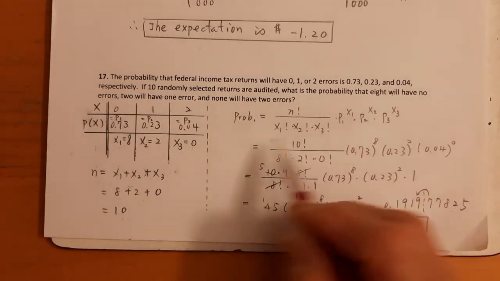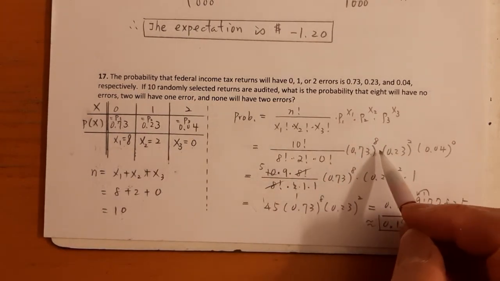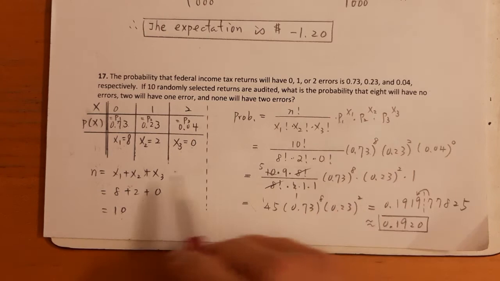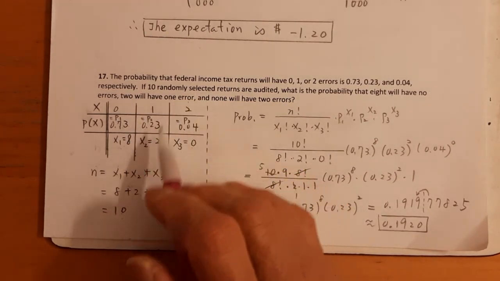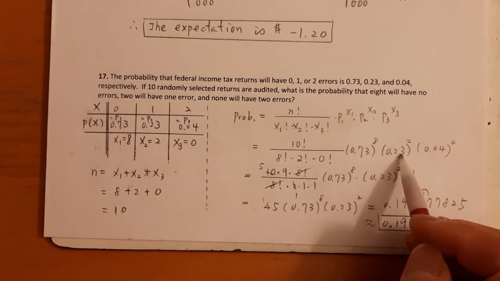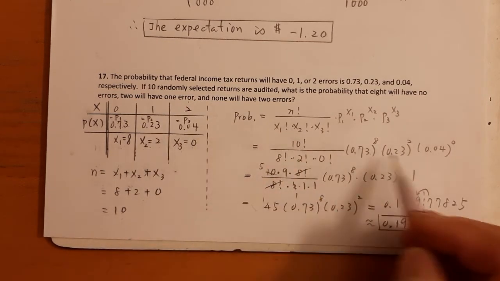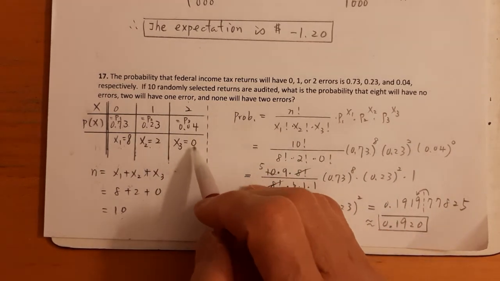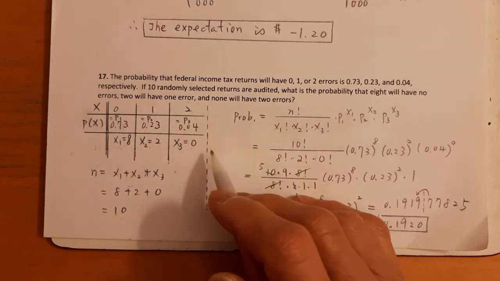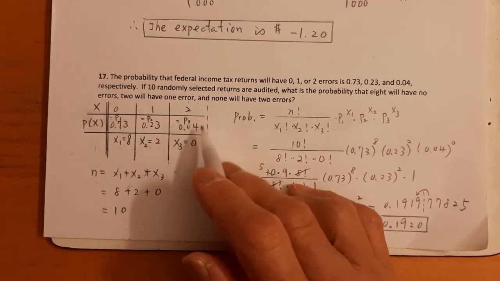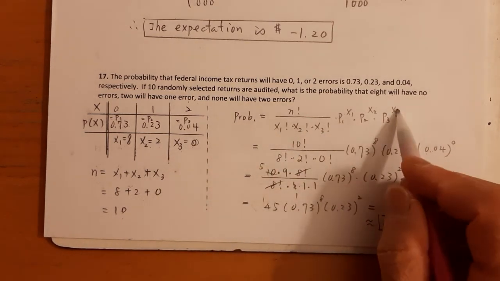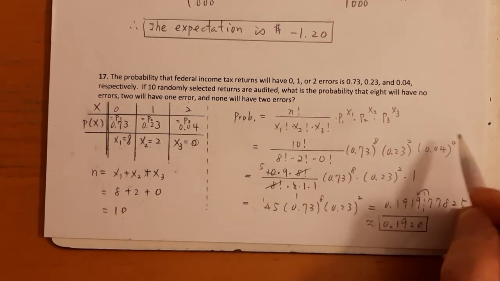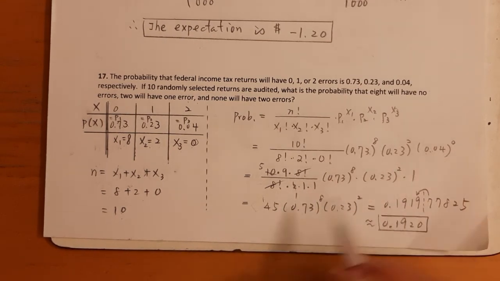So x1 is 8, to the power 8 times 2 will have errors. 1 error probability is 0.23 and have 2, so to the power 2. And 0 has 2 errors. Probability for 2 errors is 0.04 and have 0. So to the power x3 is 0. Put 0 here. Then figure out this.